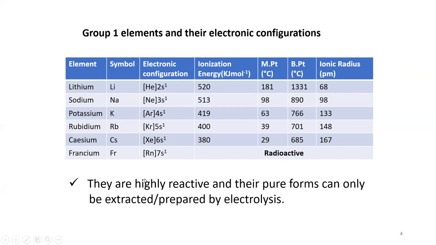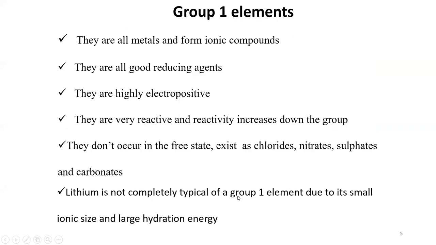Now, your group one elements are highly reactive. Because they are highly reactive, you hardly see them in their pure state. They can combine with air, so most of them occur as oxo salts. It is very difficult to find them in their pure form, so there is need to purify them. One method used in getting them in their pure form is electrolysis. We are not going to go deep into electrolysis.